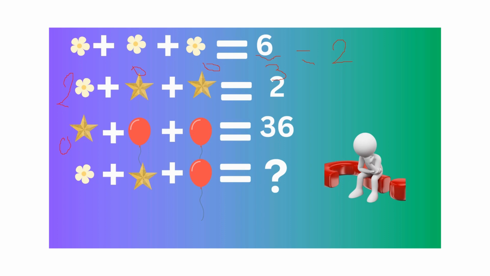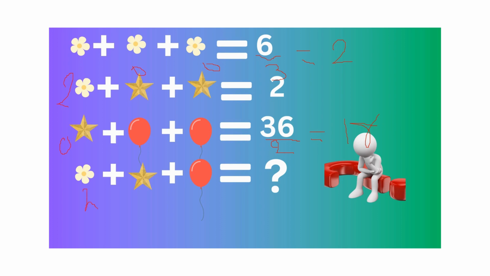We can just ignore the star because it's 0, it doesn't make any difference, and then we are gonna work with our 2 balloons. Our 2 balloons are the same, so they are equal to each other as well. So we are gonna divide our 36 by 2, and this is equal to 18. Yes, 18. Each of our balloons is equal to 18.